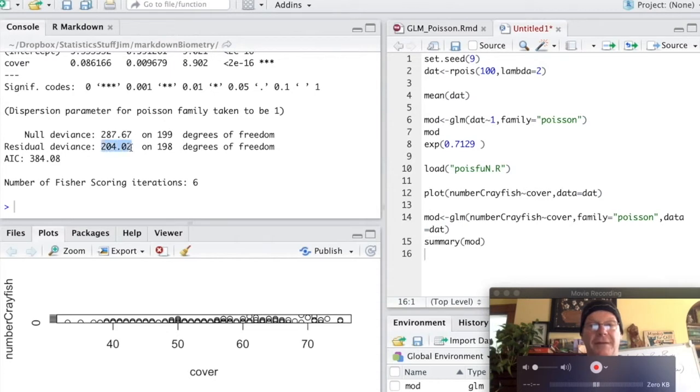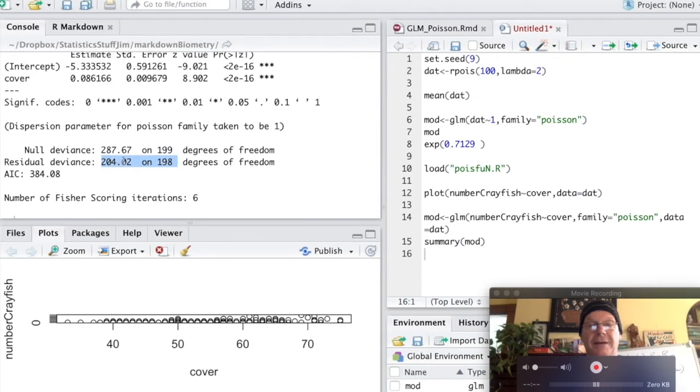So again, the deviance is a variance component thing. You would really like it if your residual deviance, which here is the model that includes the predictor cover, is in principle less than or really close to the actual degrees of freedom that are present. If it's a lot greater than that, that would mean that you're suffering from what's called over-dispersion.